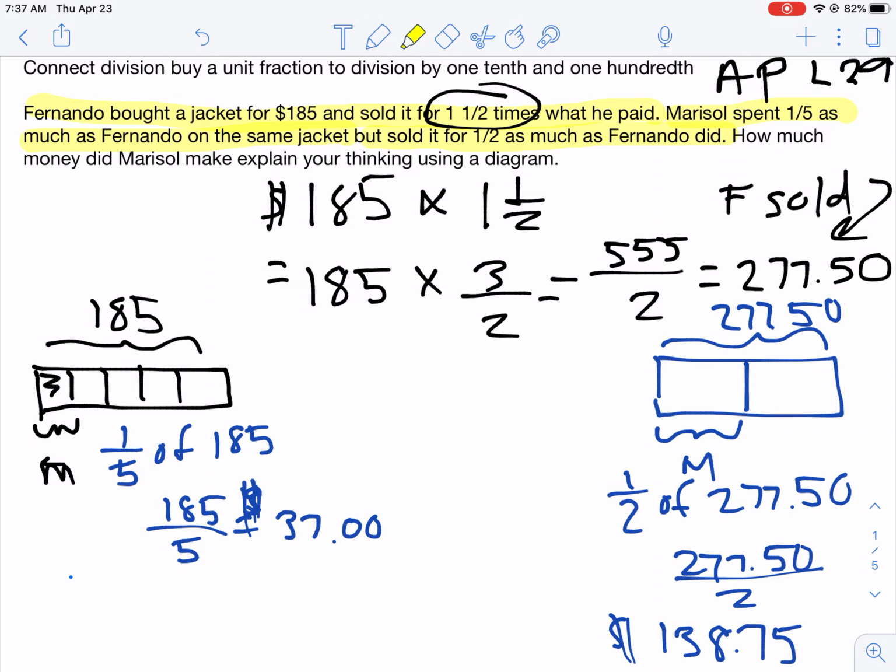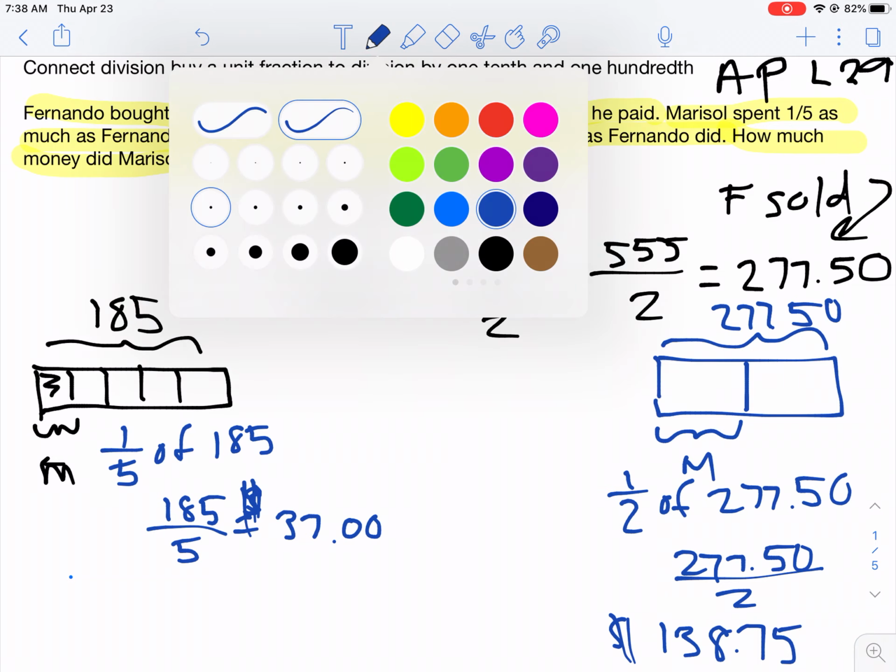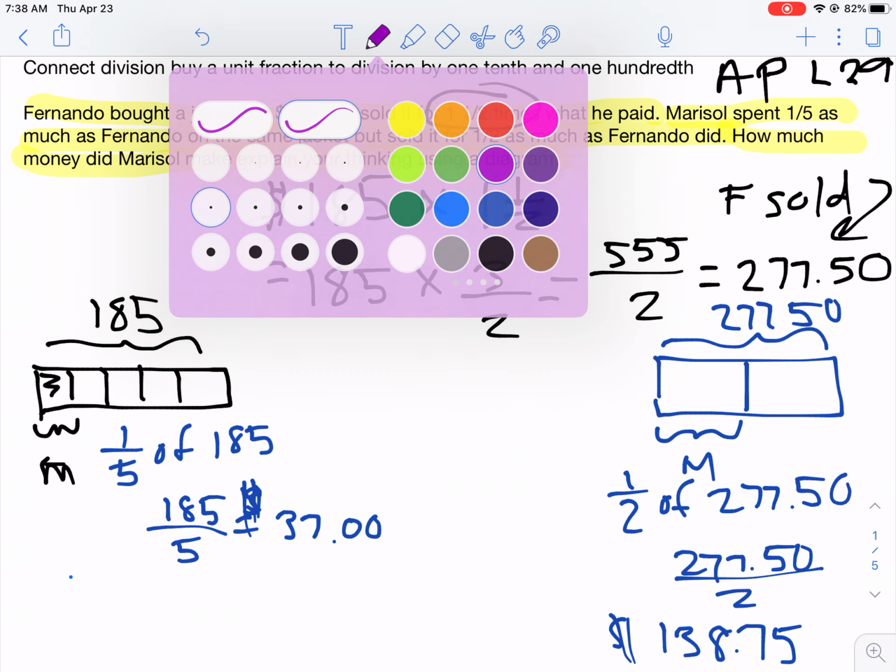No, we are not done because we didn't answer our question yet. So the last chunk says, how much money did Marisol make? Explain your thinking using a diagram. So we already used our diagrams. And now the last part is just finding out, what did she profit? What did she make from this?